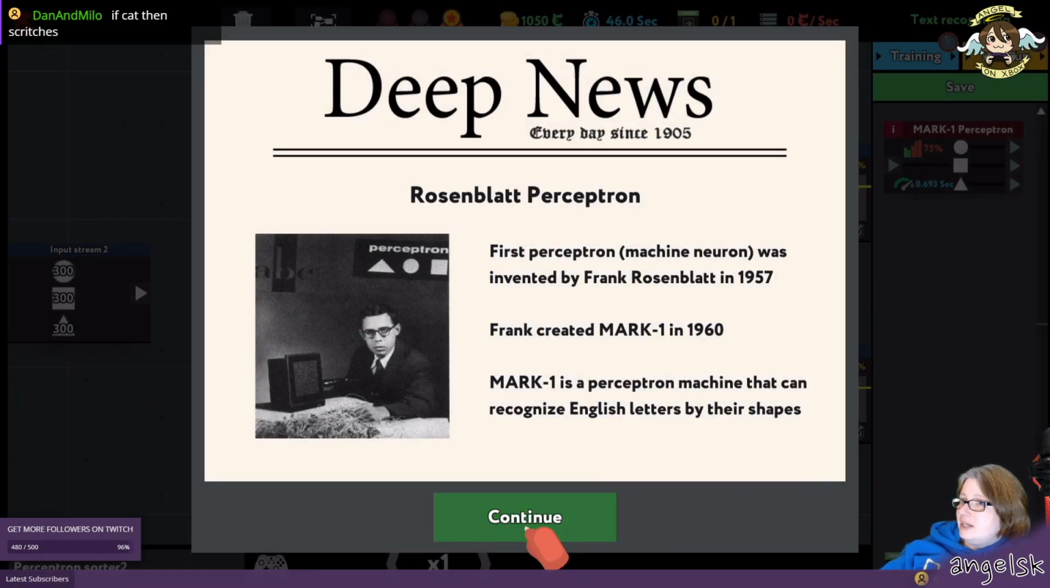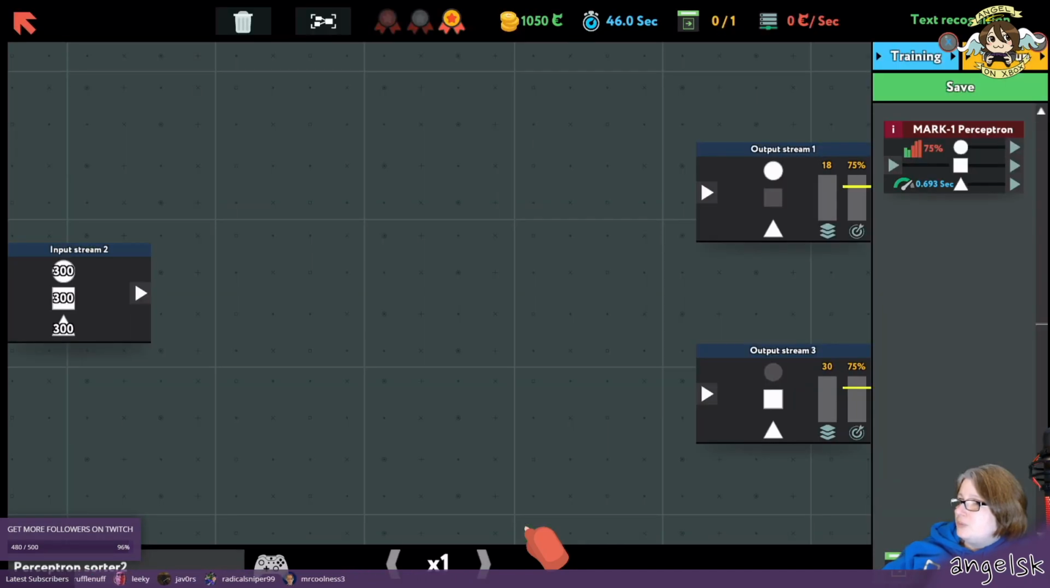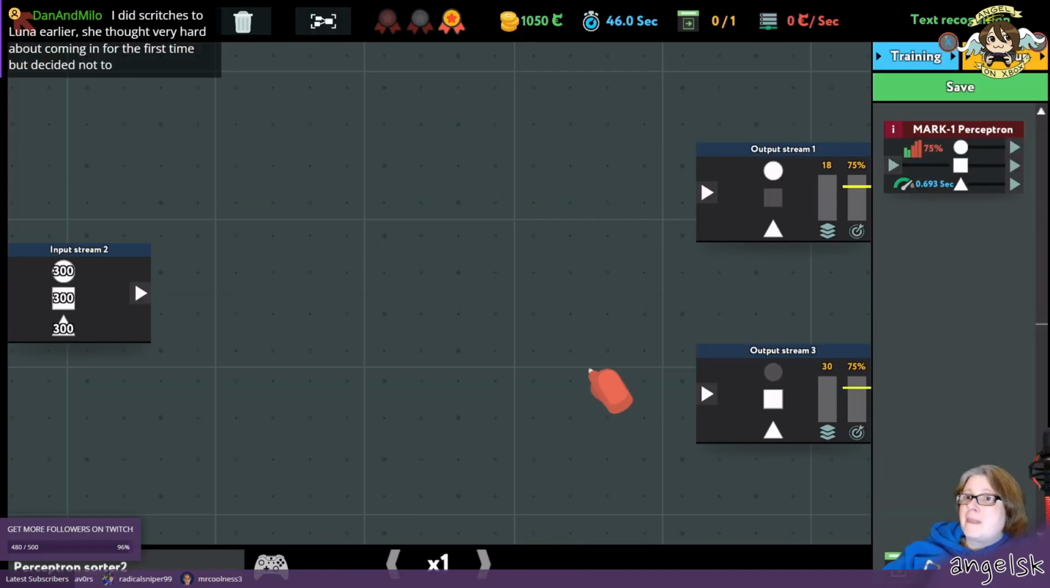Rosenblatt perceptron. Really does sound like a transformer, doesn't it? First perceptron machine neuron was invented by Frank Rosenblatt in 1957. Frank created Mark I in 1960. Mark I is a perceptron machine that can recognize English letters by their shape. Cool. So we now have got Mark I.